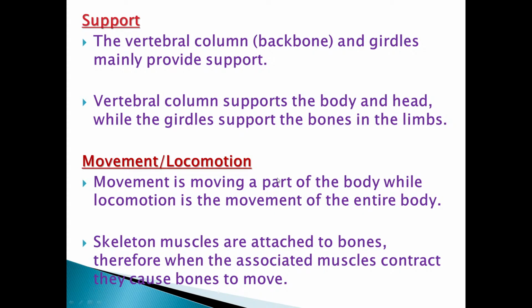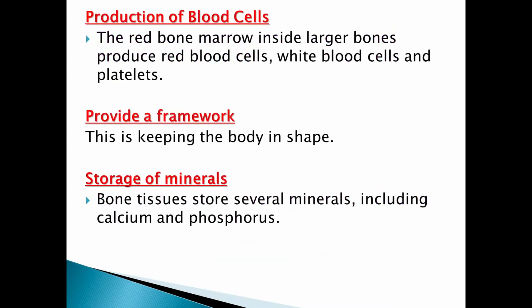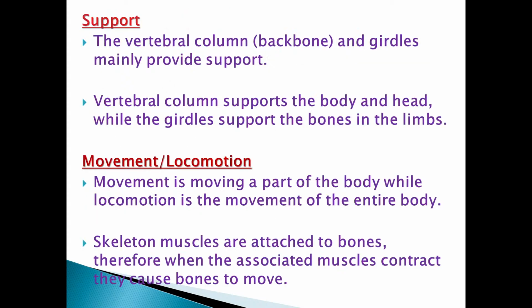If I ask for 4, support 1, protection 2, movement 3. Don't give me locomotion as the fourth one, simply because movement and locomotion in terms of function of the human skeletal system basically mean the same thing. So these are 3 more functions: production of blood cell, provide a framework, storage of minerals. So we have more than enough functions for you to give me, because movement and locomotion is the same thing. So please don't give me movement number 1, locomotion number 2, if I should ask you to give me 2 functions of the human skeletal system.